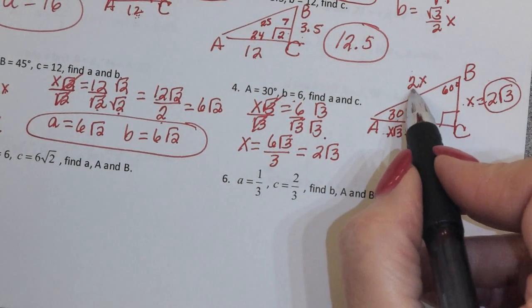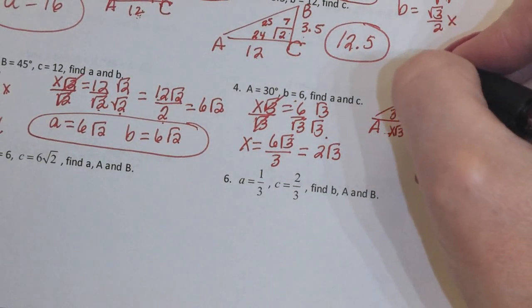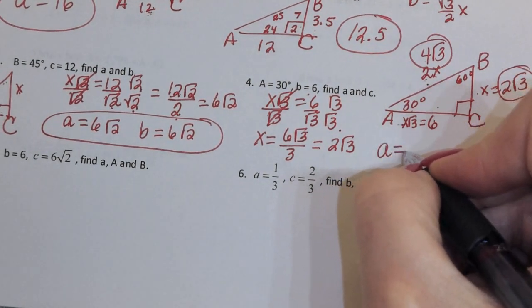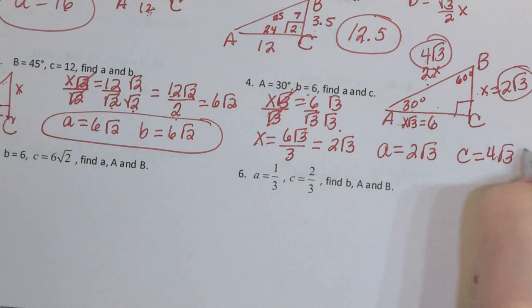Well, this side has to be 2 times x. So I'm going to have to do 2 times 2 radical 3. This side has to be 4 radical 3. So therefore, side A is 2 radical 3. Side C is 4 radical 3.